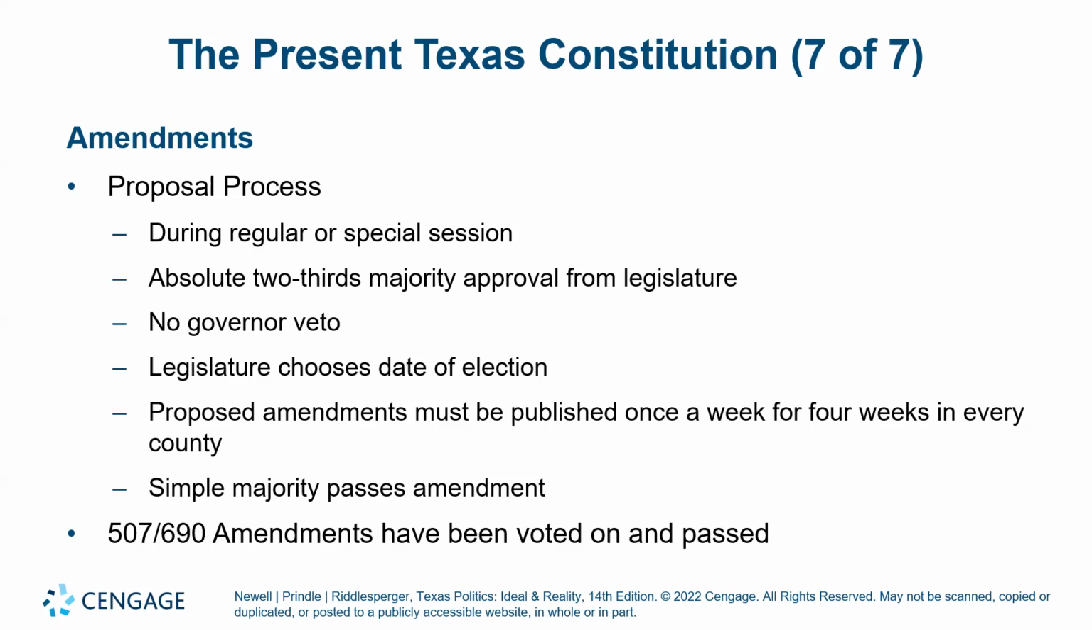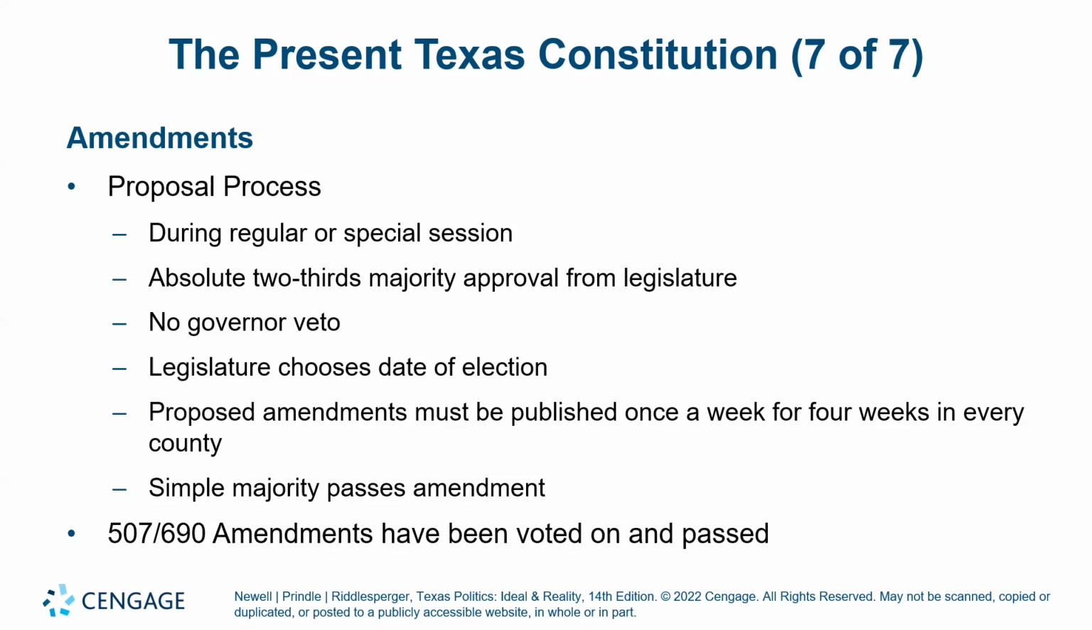Then once that happens, the governor's not involved in this process. The governor, of course, can lobby for it, and the governor can call for amendments to the constitution, but the governor cannot actually be involved in the voting process, right? So it skips the governor. The governor cannot veto a constitutional amendment. The governor cannot say, no, I don't want this constitutional amendment going to the people. So again, it needs a 2/3 majority approval from both the state house and the state senate. Then once that gets approved, the legislature chooses the date of the election.